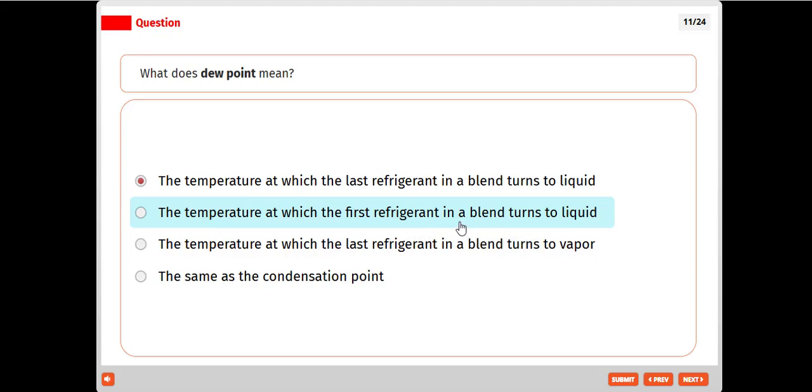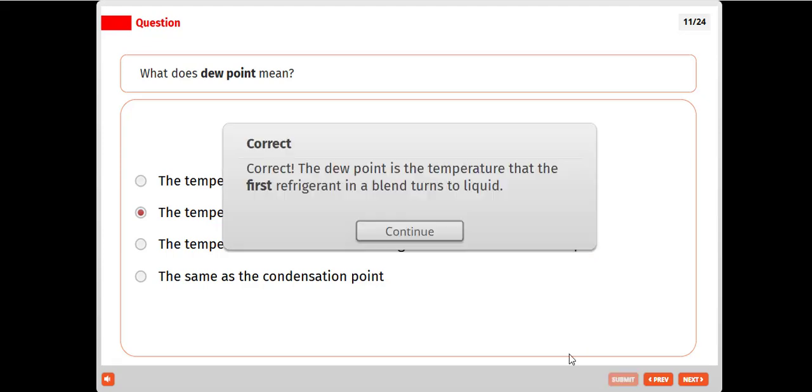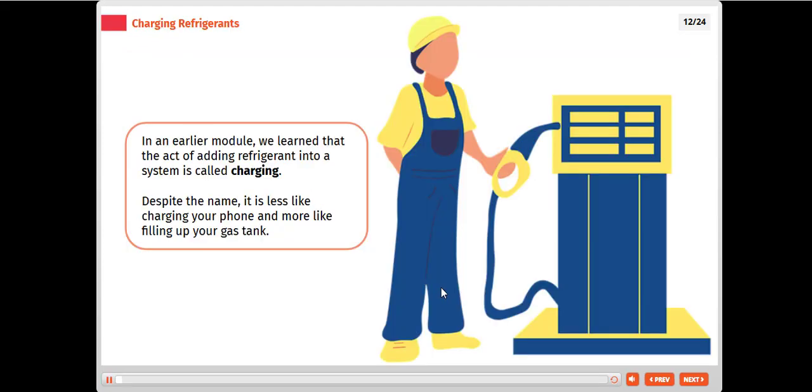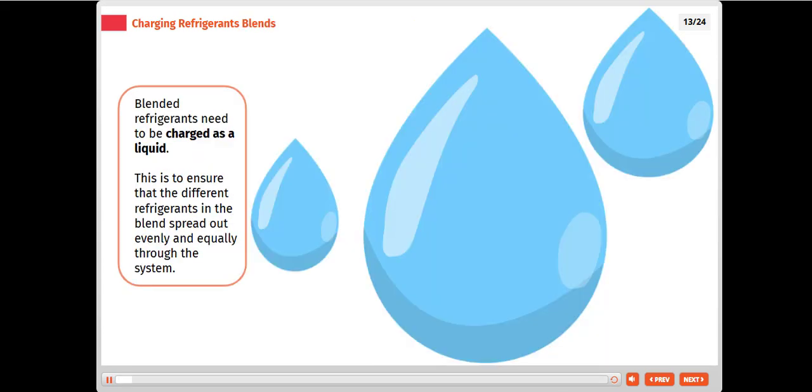In an earlier module, we learned that adding refrigerant into a system is called charging. Despite the name, it is less like charging your phone and more like filling up your gas tank. Blended refrigerants need to be charged as a liquid. This is to ensure that the different refrigerants in the blend spread out evenly and equally through the system.